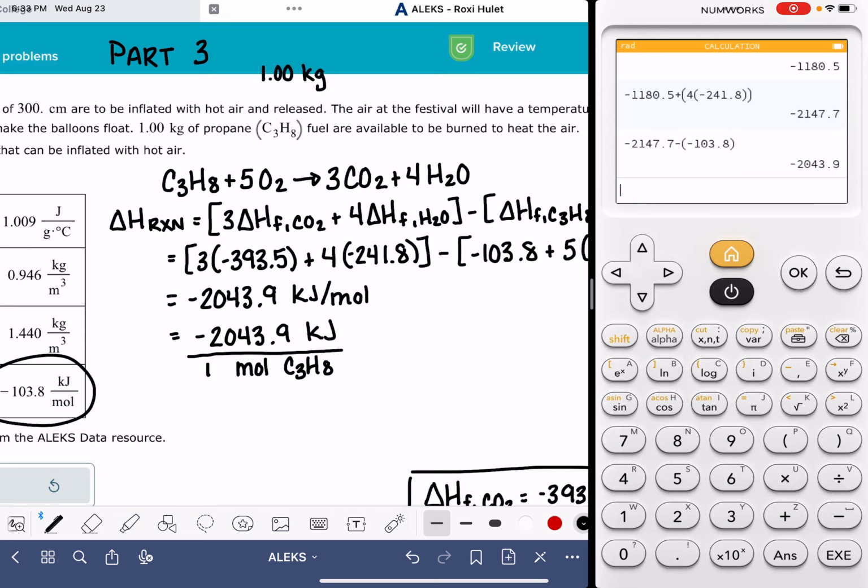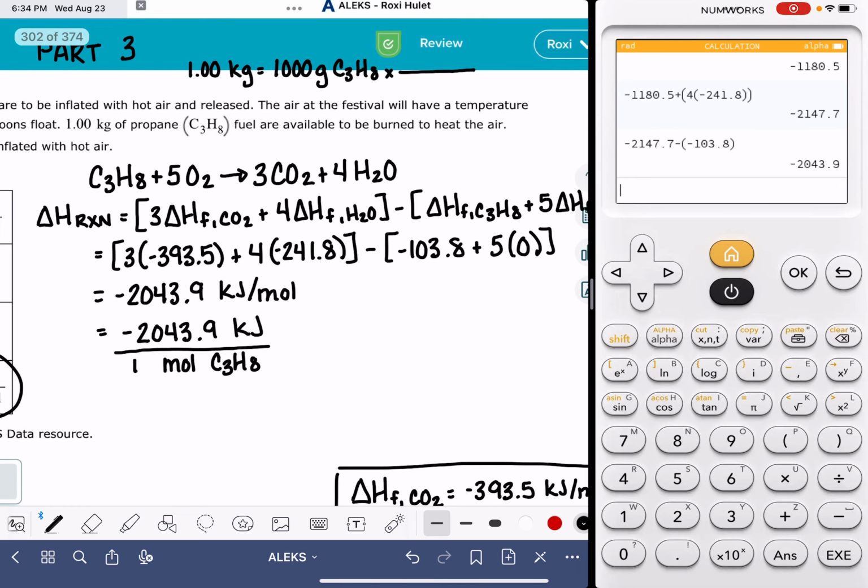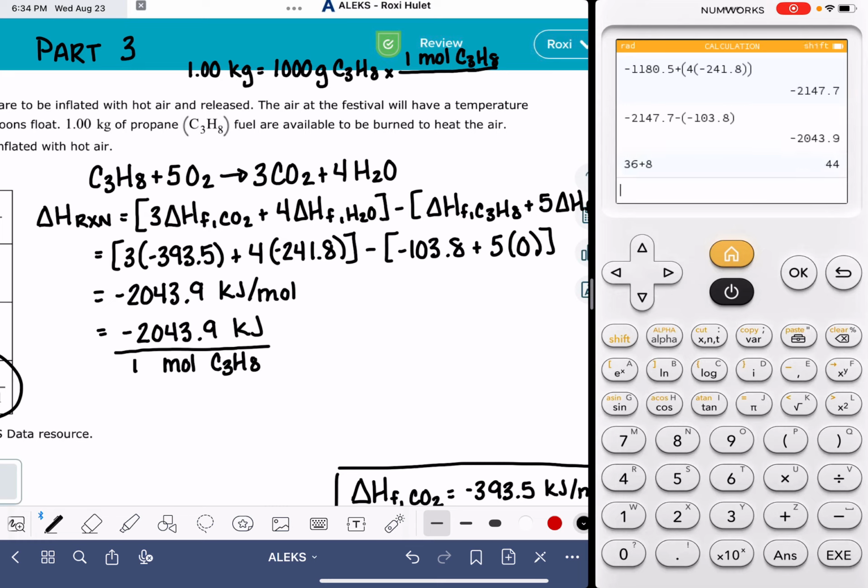I have 1 kilogram, multiply that by 1,000. I have 1,000 grams of propane, C3H8, and I want to do a gram to mole conversion. So that means I'm going to be using the molecular weight of propane, which is approximately 36 plus 8. It's approximately 44 grams.